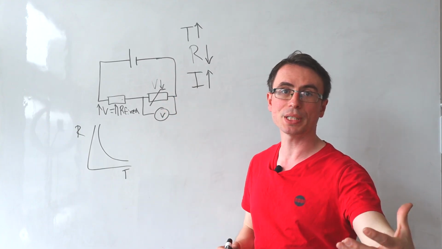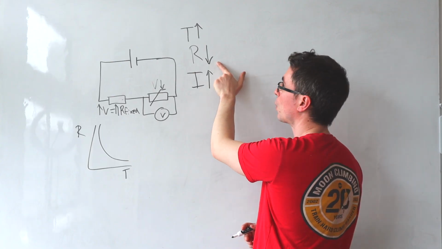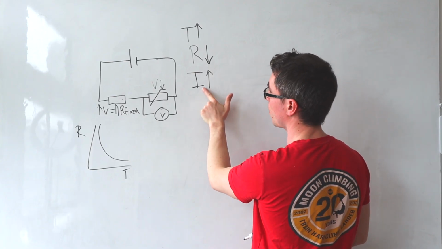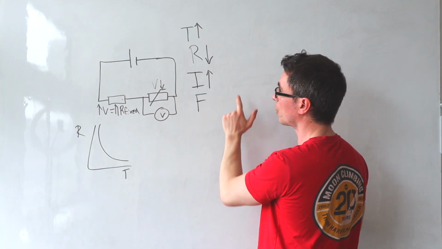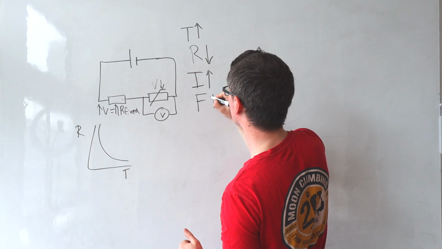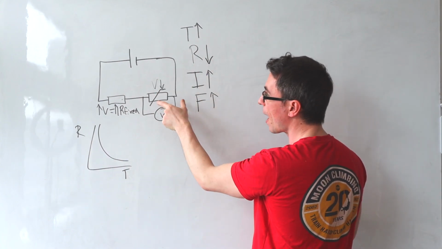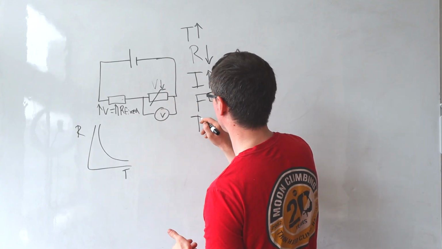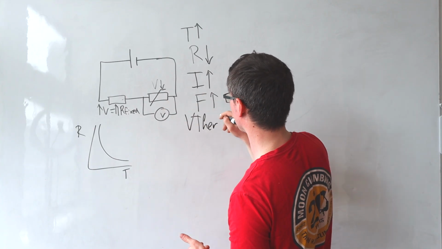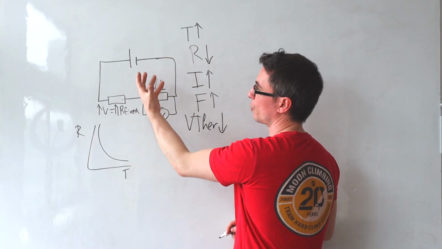So to recap, in potential divider questions, start from the resistance of the circuit. Does it go up or down? The current will do the opposite. Then look at the fixed resistor. If the current goes up, the voltage across the fixed resistor will also go up. And then afterwards, look at your component. In this case, the thermistor, or the voltage across the thermistor, will go down. They need to add up to a fixed amount.